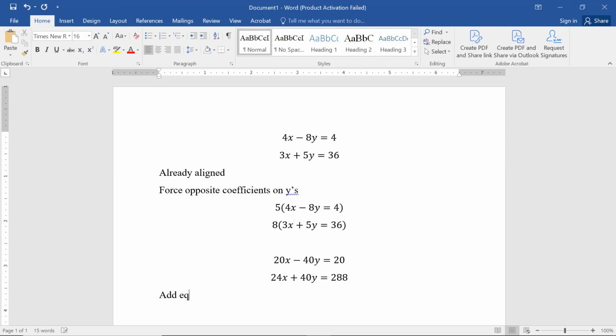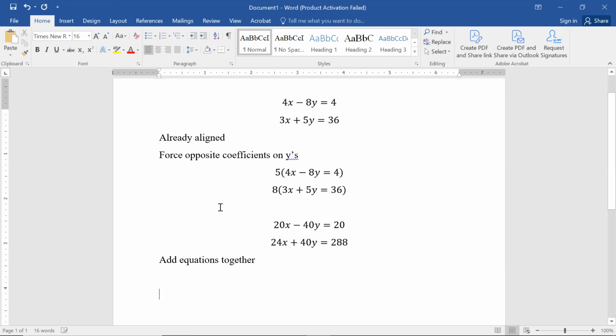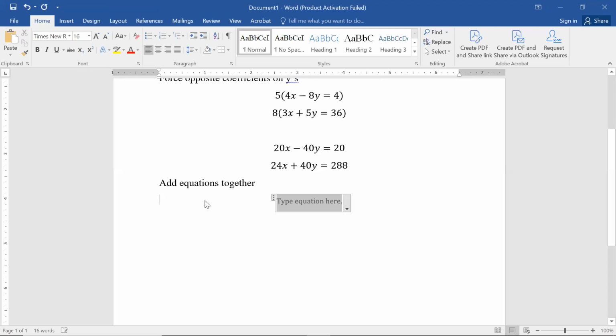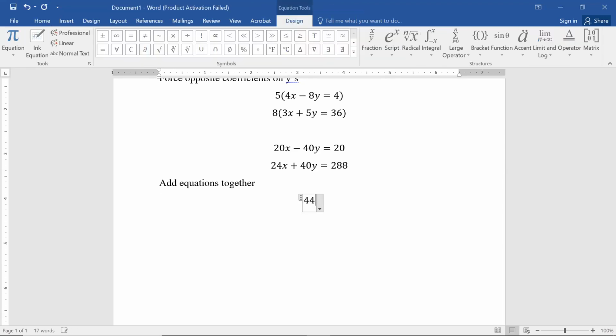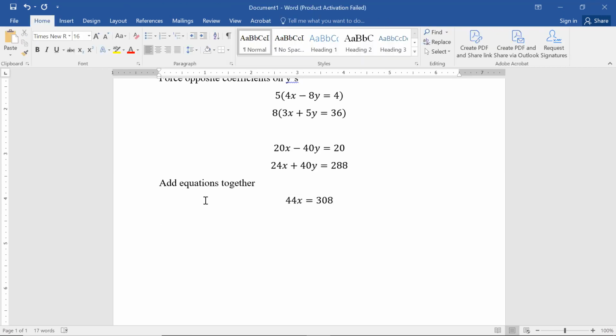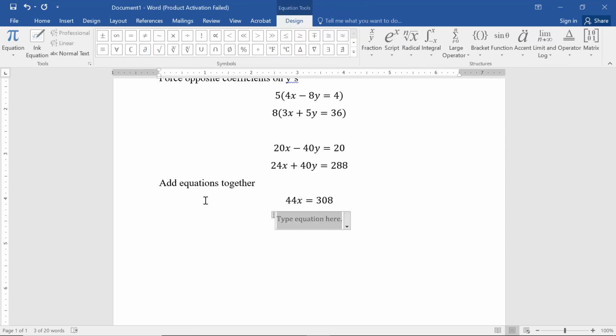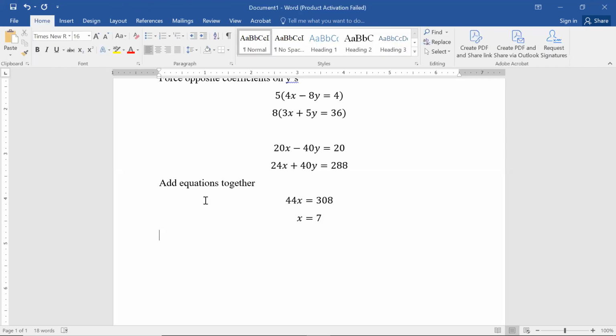Now we can add the equations together. When I add the two equations together, I end up with 44x is equal to 308. Divide both sides by 44. If I divide both sides by 44, the left-hand side becomes x. 308 divided by 44 is 7. So x is equal to 7.